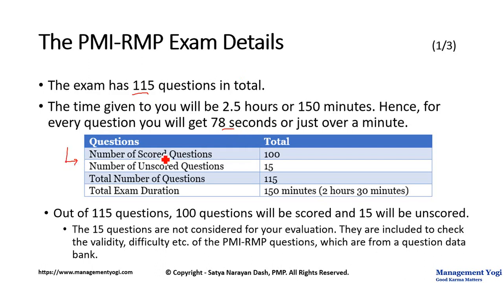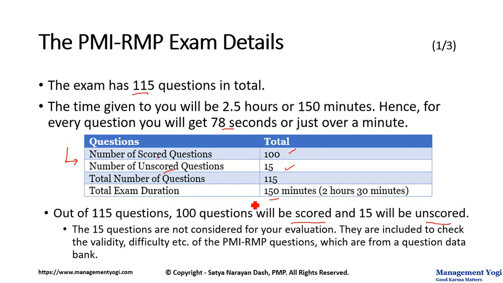The number of scored questions will be 100. The number of unscored questions will be 15. The total number of questions will be 100 plus 15, that is 115. The exam duration is 150 minutes, or 2 hours 30 minutes. Now, out of these 115 questions, as we saw, 100 questions will be scored and 15 will be unscored.